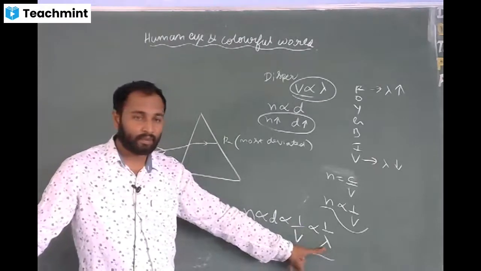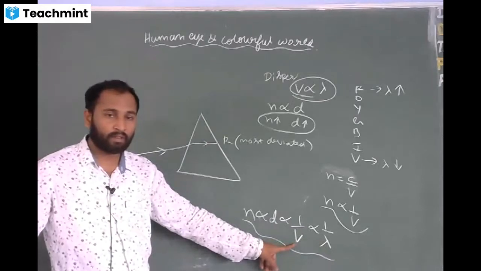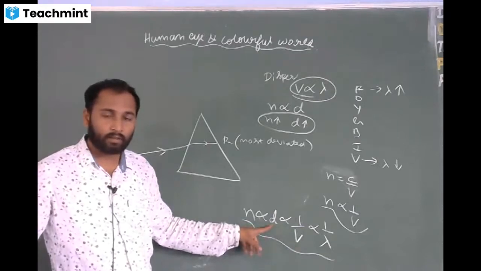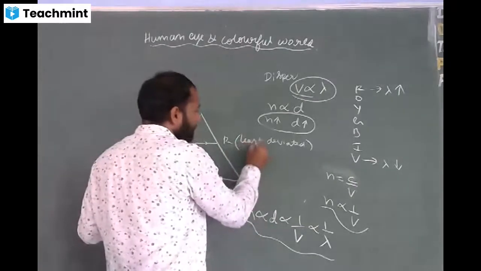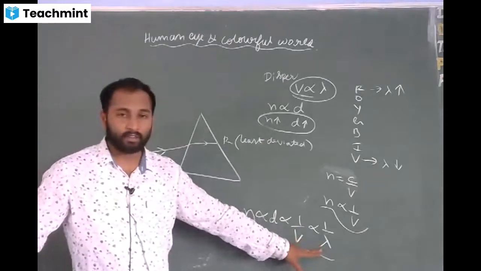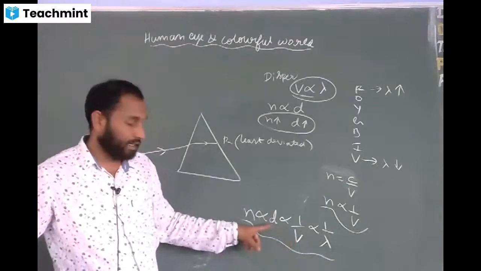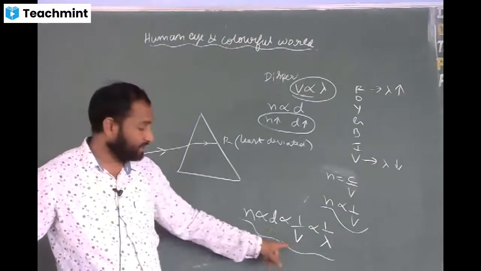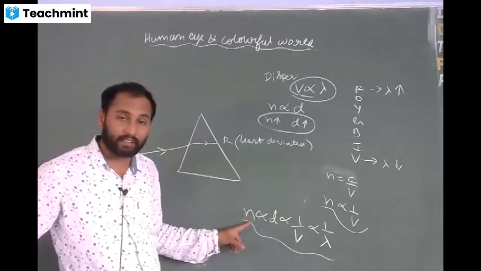Speed of red colored light is more. So deviation will be less. Least deviated. Most deviated is violet. So here, see, wavelength is more, speed of light is more, deviation is less, because these two are inversely proportional. Deviation is less, also refractive index is less.